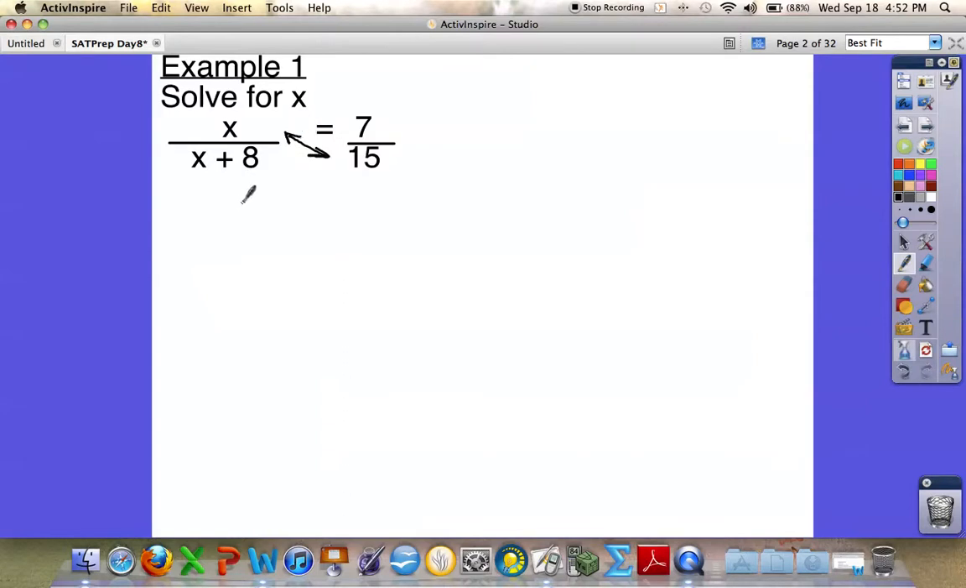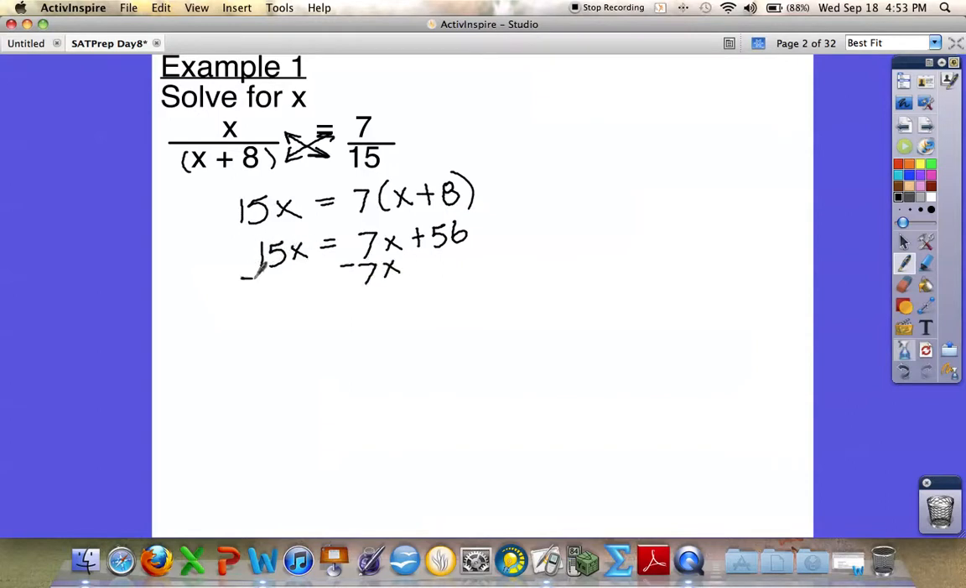So x times 15 is 15x, and that equals 7 times x plus 8, or 7 times the quantity x plus 8. Please don't forget, if you have more than one term, to put it in parentheses. Distributing on this side gives us 7x plus 56, and we can carry down the 15x. Subtracting 7x from both sides gives us 8x equals 56. And of course, when you divide by 8 on both sides, you'll get x is 7. Now, you might want to go back and plug that in to check, but that will be the solution.